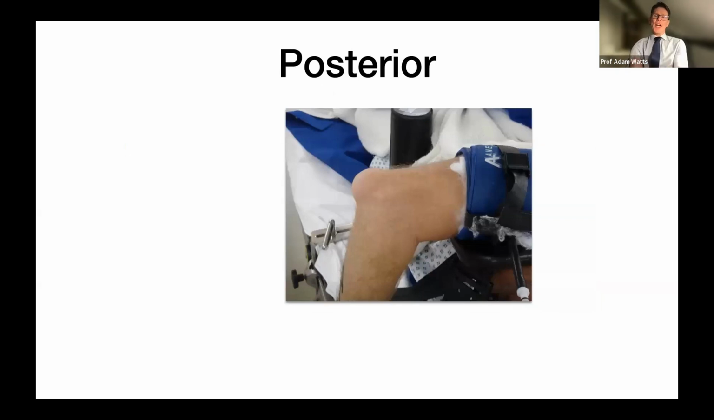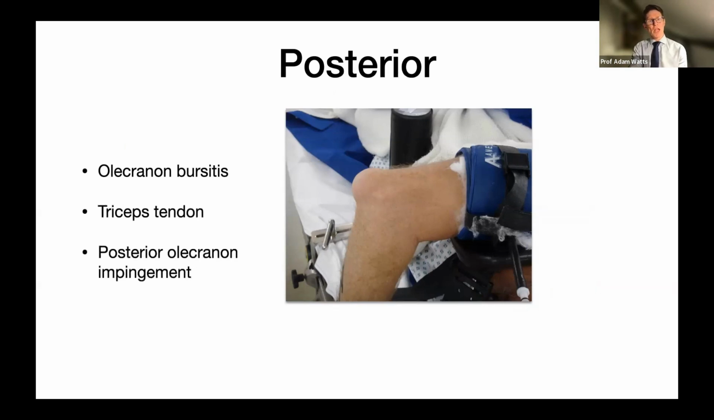And then lastly, we think about posterior causes of pain. Sometimes these are obvious, like an olecranon bursitis. There can be pathology of the triceps tendon and posterior olecranon impingement. Just as we can get impingement from the coronoid, we can do forced extension of the elbow to see if there's pain posteriorly coming from the olecranon impinging in the olecranon fossa.